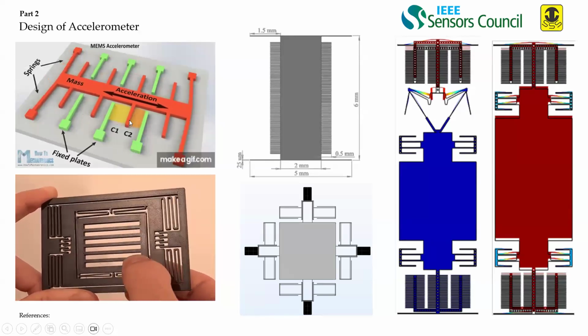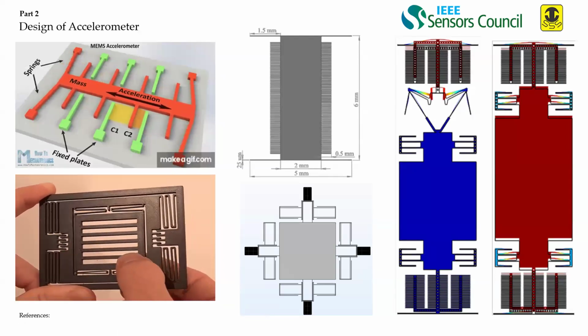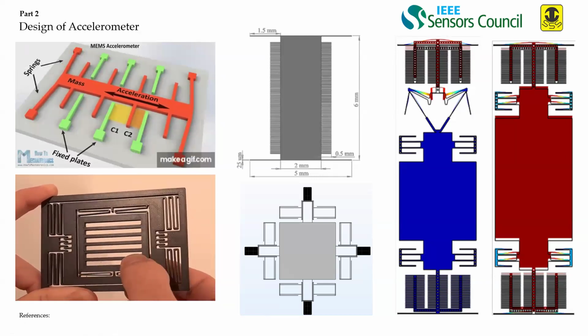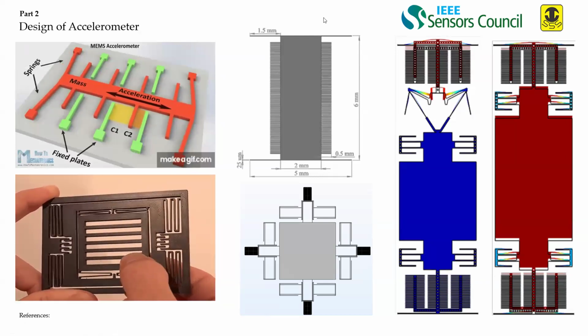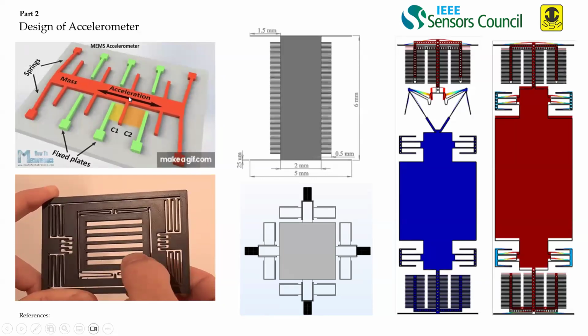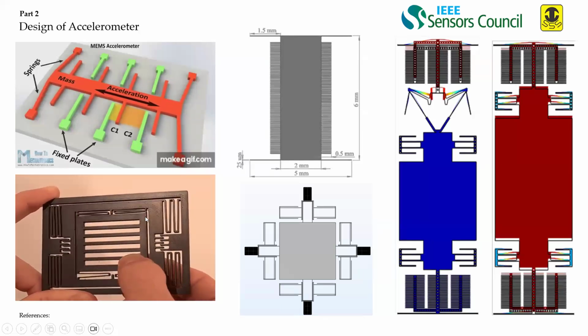When it moves, there will be a change in acceleration, then there will be a change in capacitance, which you will be measuring. So I request everyone to go through the papers on different accelerometers. These are the various designs. This is an in-plane single axis, since it is moving in one direction. If you see here, it is moving in x as well as y.